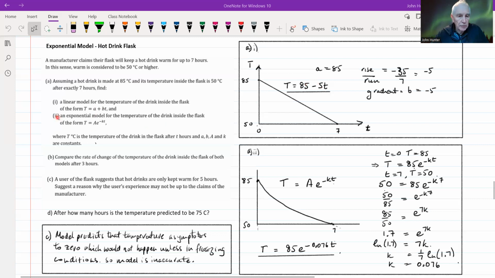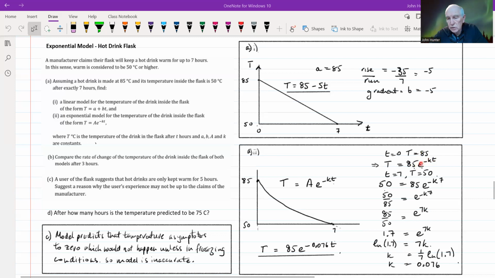So the second part of part A says, find an exponential model for the temperature of the drink inside the flask of the form big T equals A e to the power of minus kt. So there's a very familiar negative exponential model. Looking at the graph here, this is a sort of decay model that we get. So it's of that form. Again, if we apply our boundary conditions, first of all, the little t equals 0 boundary condition, big T equals 85, plug those in there.